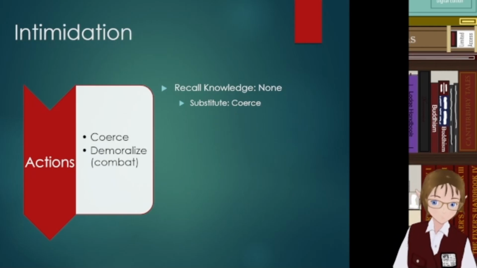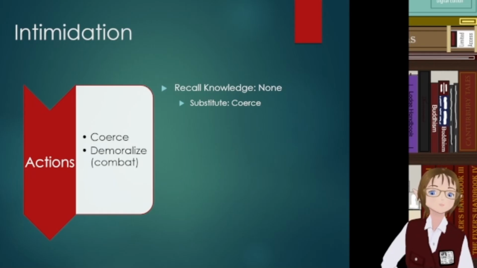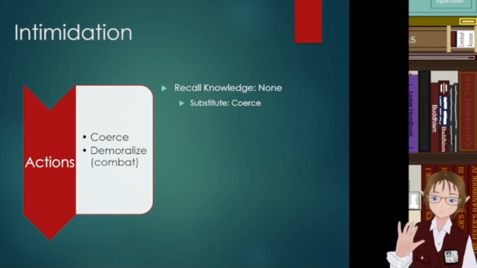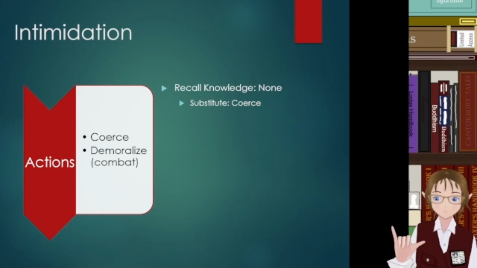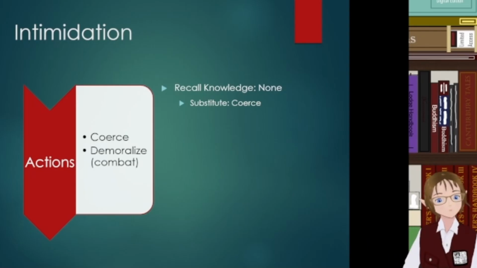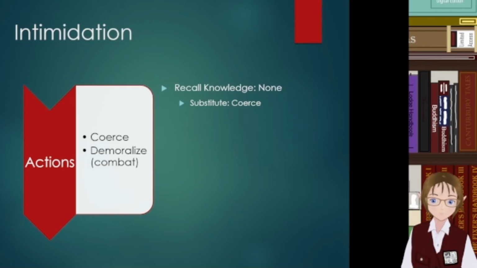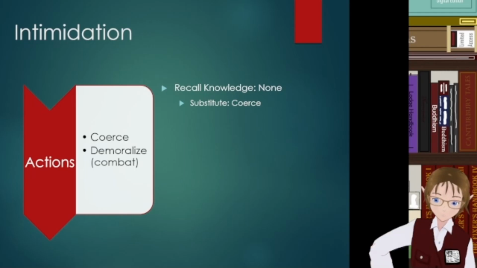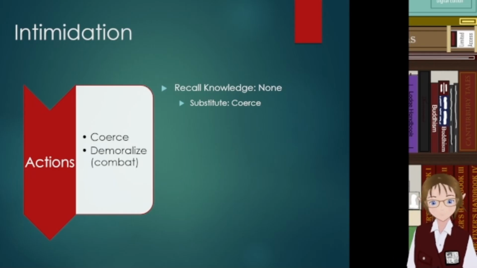This is another charisma-based skill. The distinction between intimidation and diplomacy is intimidation is relying upon threats. The differentiation between intimidation and deception is that intimidation is threatening the person directly, whereas deception is more so using lies to contort what's going on. So you could be using intimidation and deception at the same time.